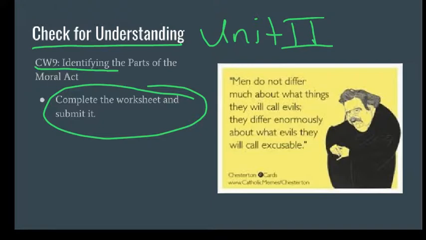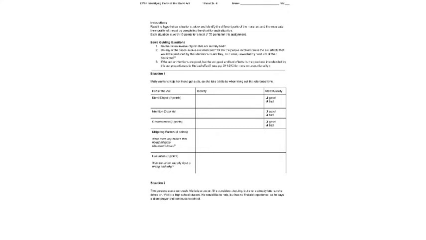I'll just show you the first part of it. This is what it looks like. Okay, this is Classwork 9, and again, it's on PowerSchool. You'll see the instructions here. Read the hypothetical situations below and identify the different parts of the moral act, and then evaluate the morality of the act by completing the chart for each situation. Each situation is worth 15 points for a total of 75 points for this assignment. So you get a little bit of points for each part, and it's really important that you complete the whole thing.